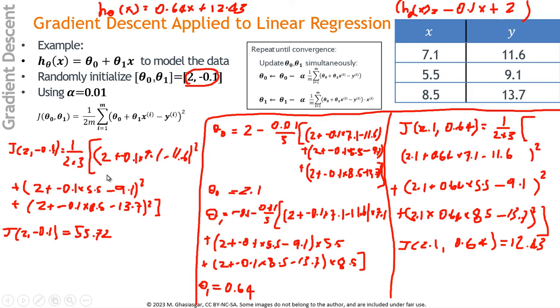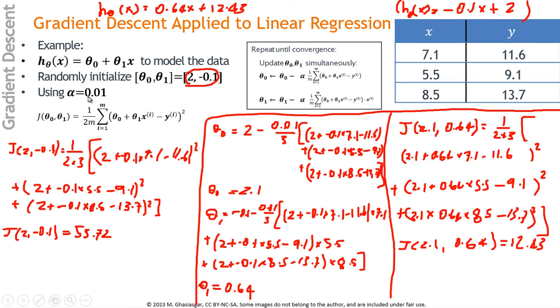And here your first value of j, remember you're trying to reduce the value of j. So if I use this initial guess of 2 and minus 0.1, and I plug that into my numbers here, remember how you plug this in, theta 0 would be 2, theta 1 would be minus 0.1, and the x's and the y's would come here. So you can work out this calculation. If you use this initial guess, your initial value of penalty function is 55.72.